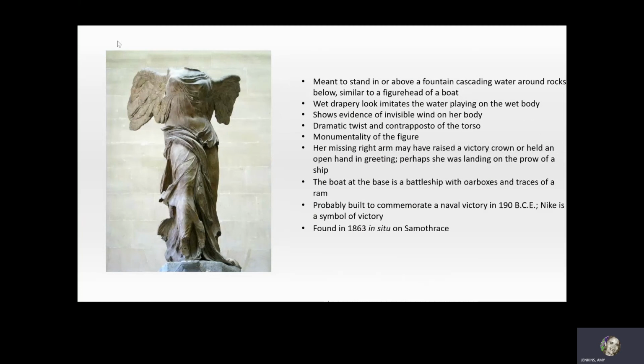Her missing right arm may have raised a victory crown or held an open hand in greeting. Perhaps she was landing on the prow of a ship. The boat at the base is a battleship with oar boxes and traces of a ram. It was probably built to commemorate a naval victory in 190 BCE. Nike is a symbol of victory. It was found in 1863 in situ on Samothrace.